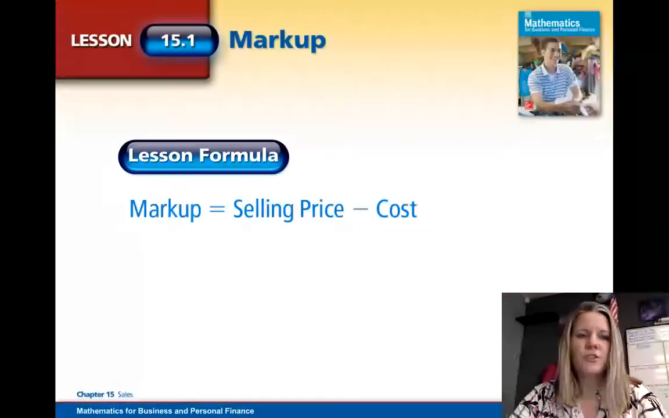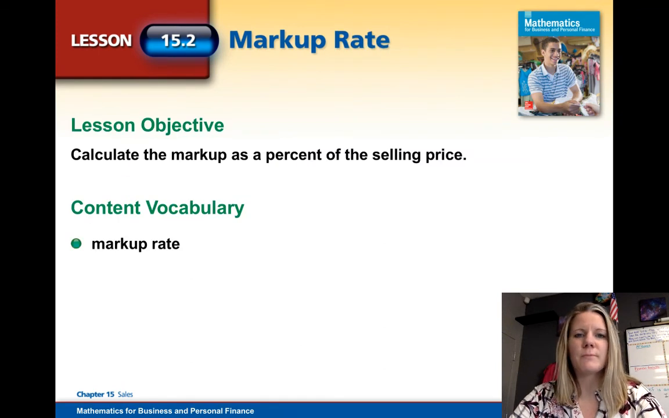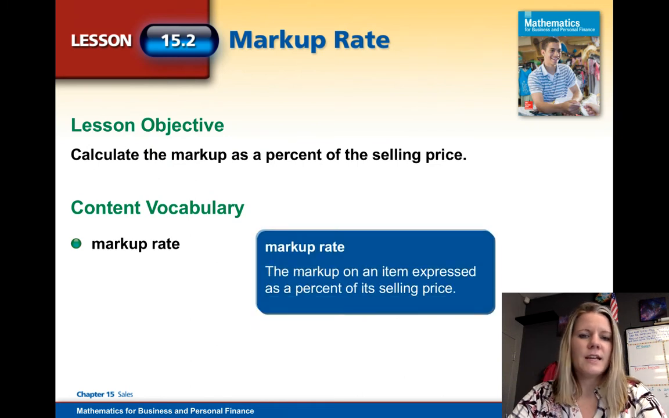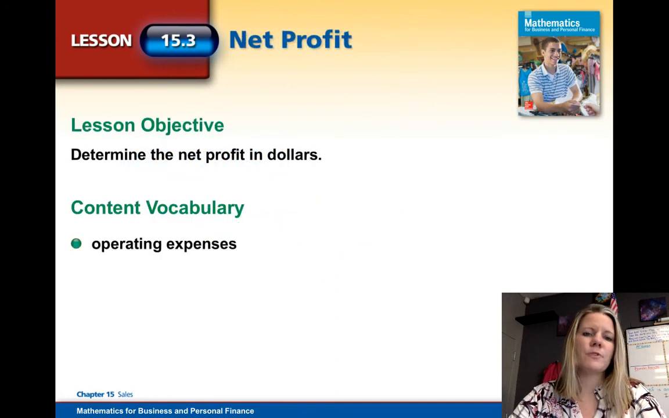The first section, though, we simply subtracted the cost from the selling price to get the markup. And again, that's the money that the store makes and pockets. 15.2 is on markup rate. Whenever we're calculating a rate, it's a percent of a selling price. And remember, rates are always division problems. So markup divided by selling price times 100 is your percent rate for markup.